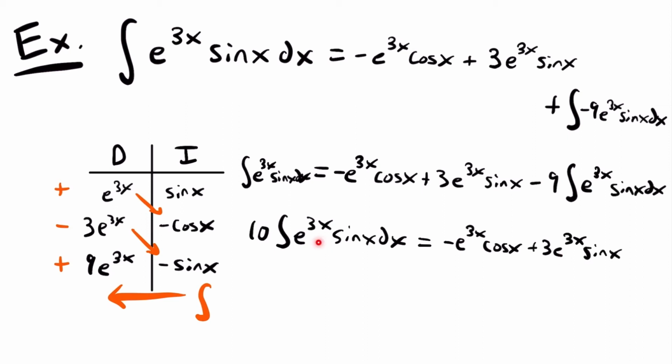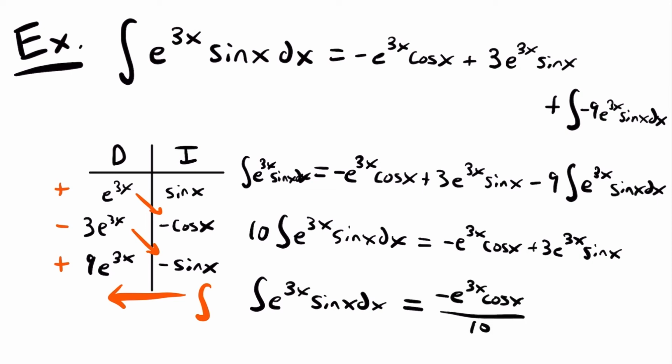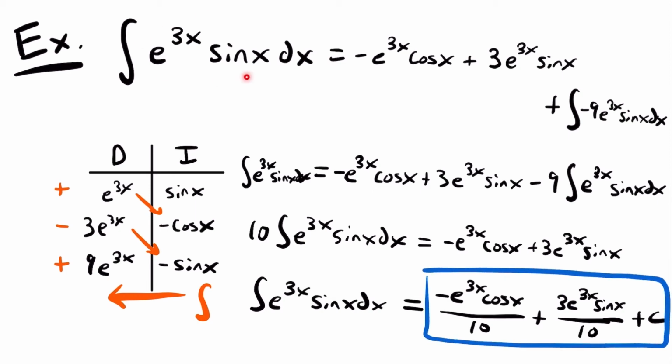And then if we divide both sides by 10, then we will have solved for this integral and we'll have the solution to it. And so the integral of e to the power of 3x times sine x dx, which is the original integral up here, is equal to negative e to the power of 3x times cosine x divided by 10 plus 3 times e to the power of 3x times sine x divided by 10, and then don't forget to add plus c because you need that with a solution to an indefinite integral. And so this answer right here is the solution to this integral using the tabular method for integration by parts.